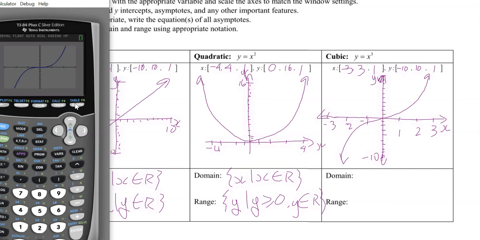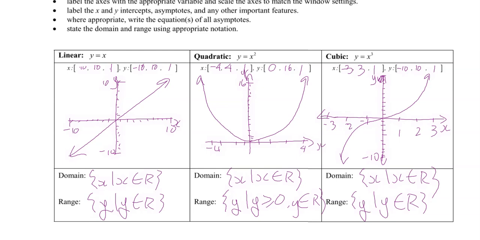Okay, if I can cube any number, then my domain is all real numbers. Now, if I cube a negative and get a negative, and this keeps going down, and that keeps going up, what can we say about our range? All the real numbers. Okay, with a quadratic, it's only positive, right? You square a negative, you get a positive. Okay, any questions on cubics? All right, looks good. Let's move on.